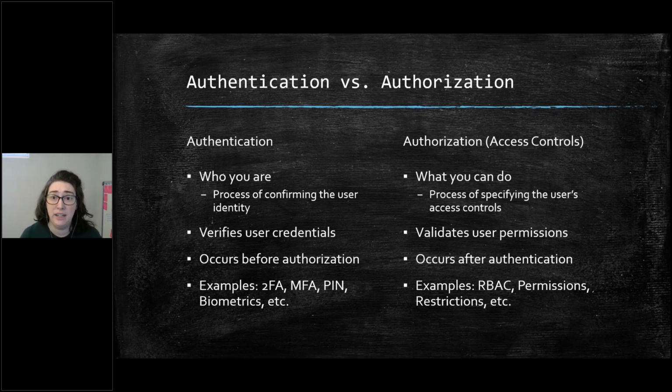Authorization, on the other hand, defines what you can do. It's specifying your access controls and what you can do in the system. It validates their permissions to certain files or systems, and this will always occur after authentication. Examples of this are RBAC, or role-based access control. We'll talk about that next slide. Permissions, restrictions, things like that. And permissions and restrictions are those, you're giving permission to a folder or restrictions to a particular folder because they don't need access to it.